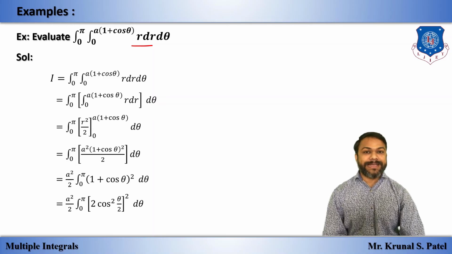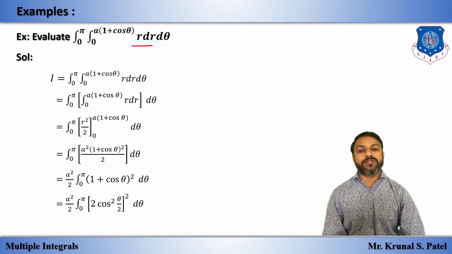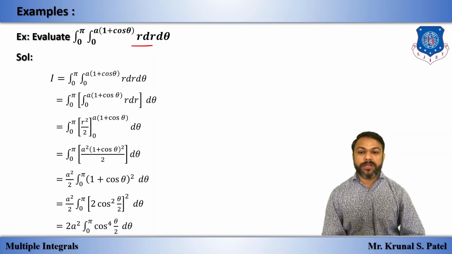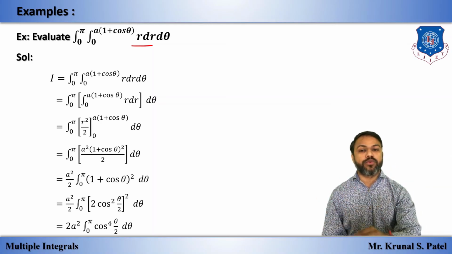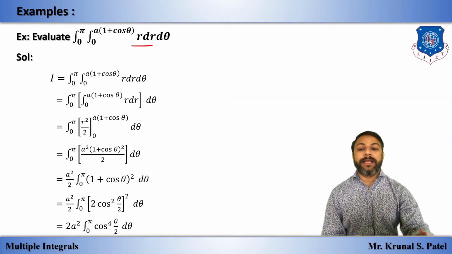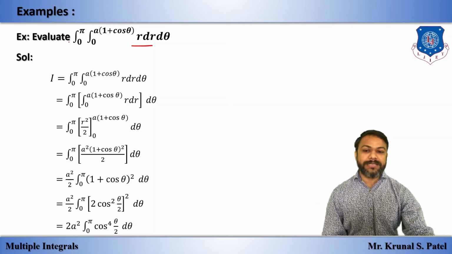So the whole square gives 2 squared, which is 4, and cos squared whole squared is cos raised to 4. So we have this, and if we take 4 outside, it cancels with 2, so we have 2, and cos raised to 4 theta by 2 as it is.